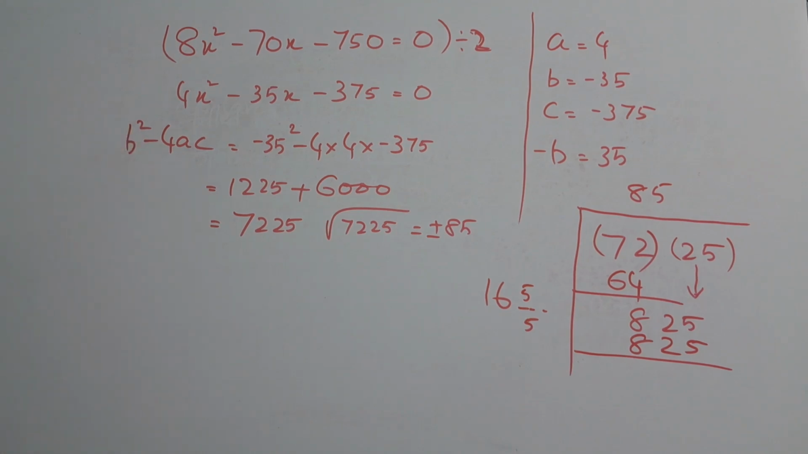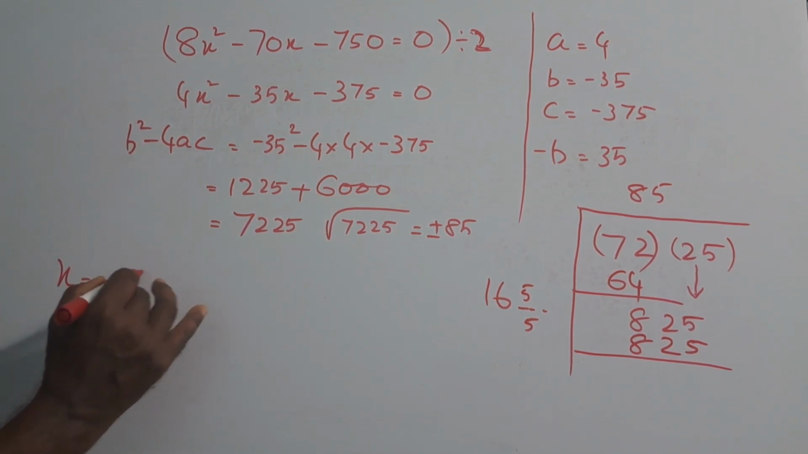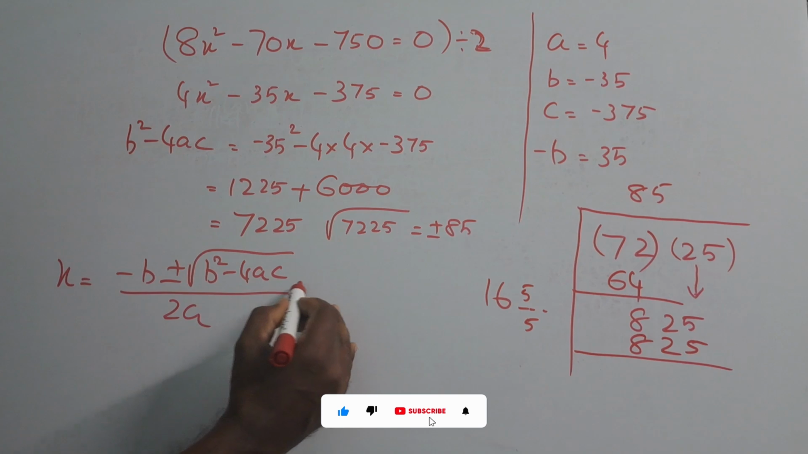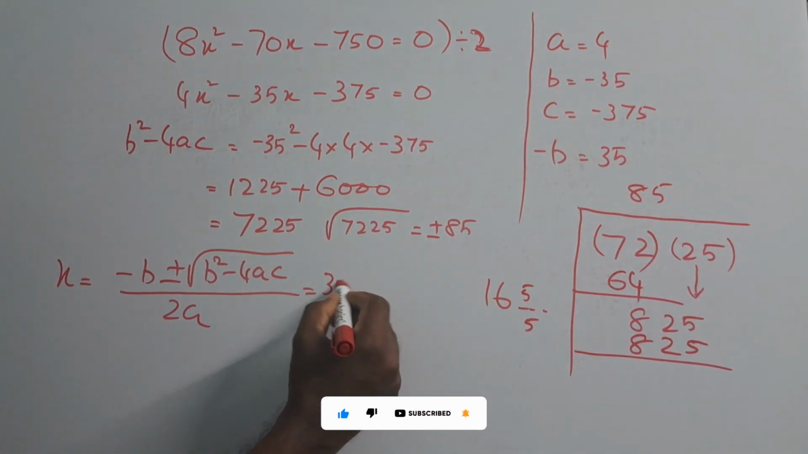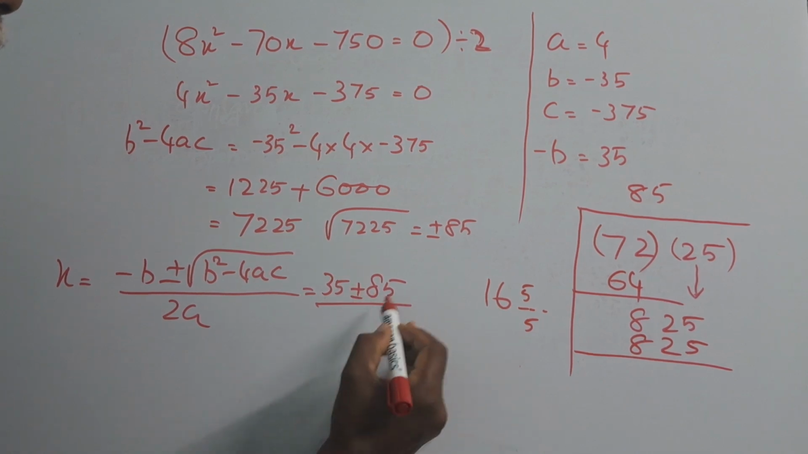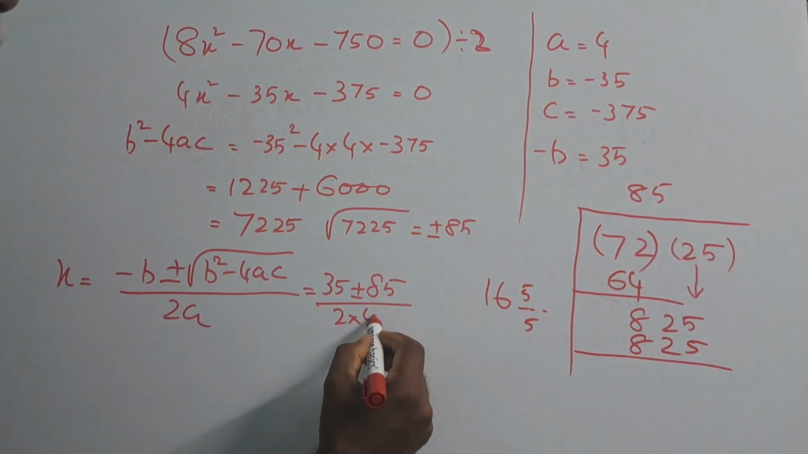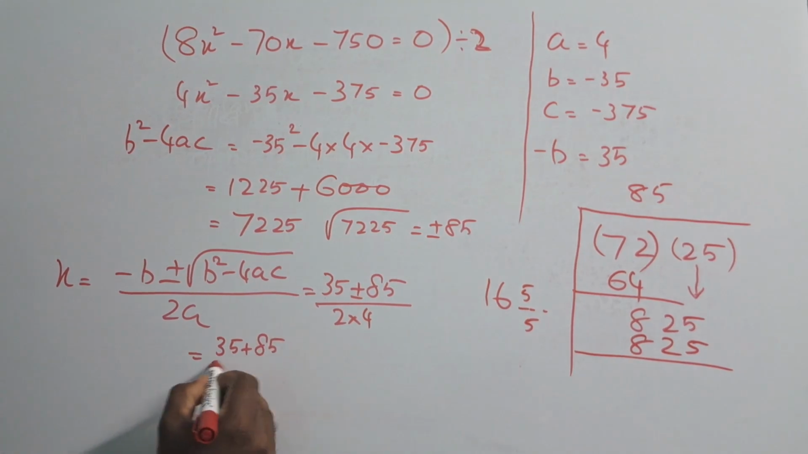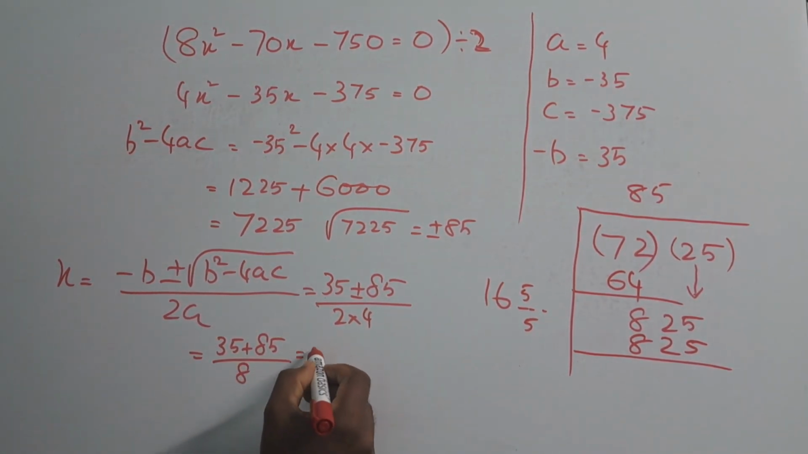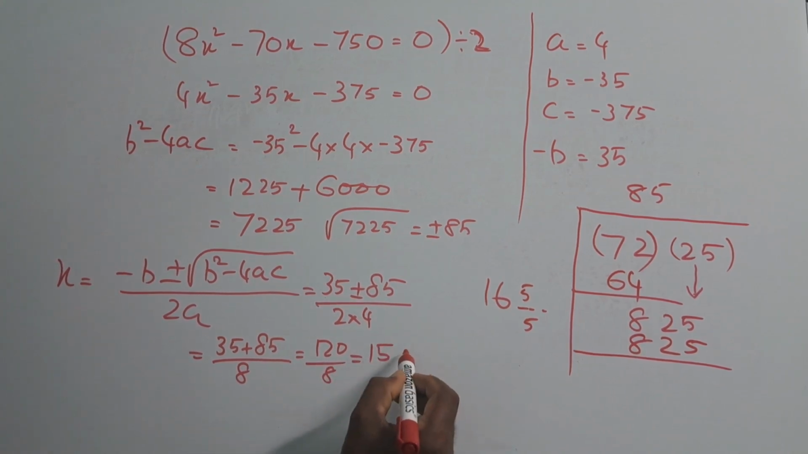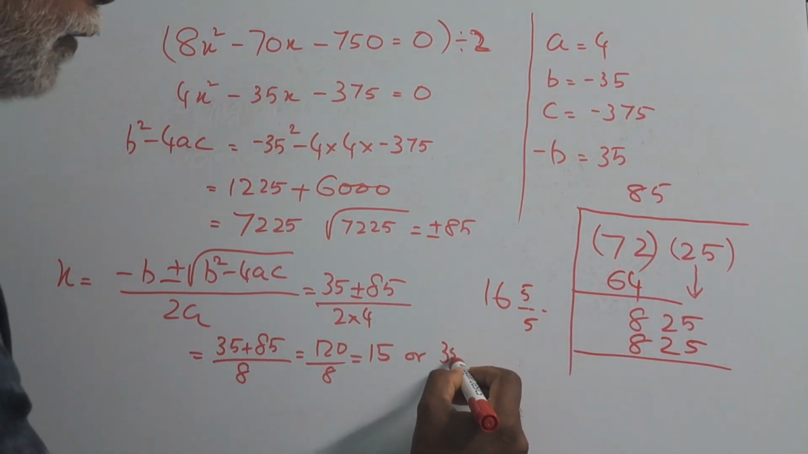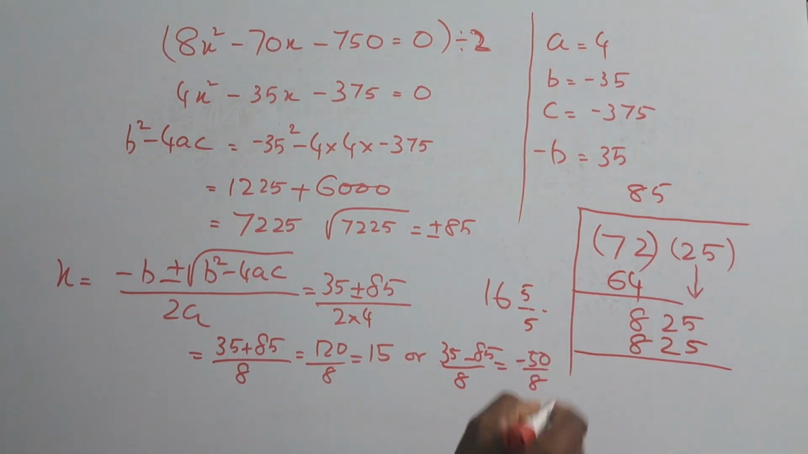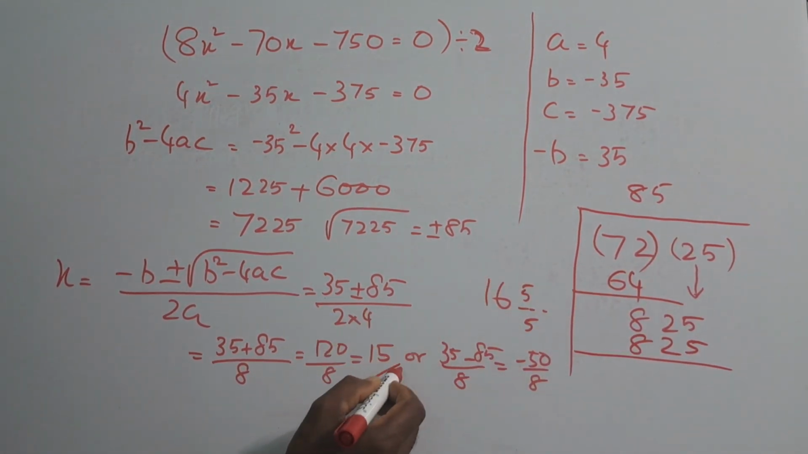Now let's solve using the formula. x is equal to minus b plus or minus root of b square minus 4ac by 2a, equals minus b, which is 35, plus or minus 85 by 2 into 4, equals 35 plus 85 by 8, equals 120 by 8, equals 15, or 35 minus 85 by 8, equals minus 50 by 8, which is a negative number. Let's skip the number. It is 15.